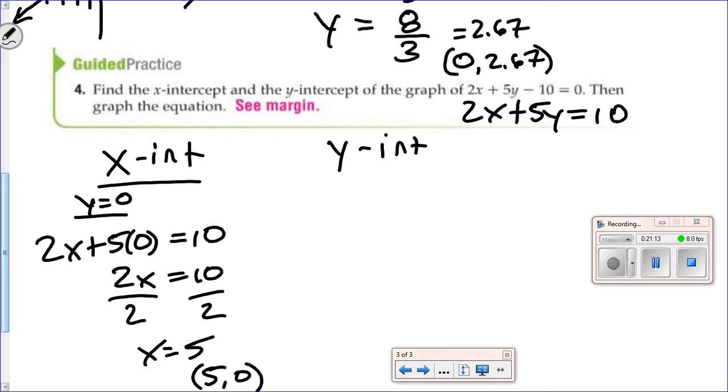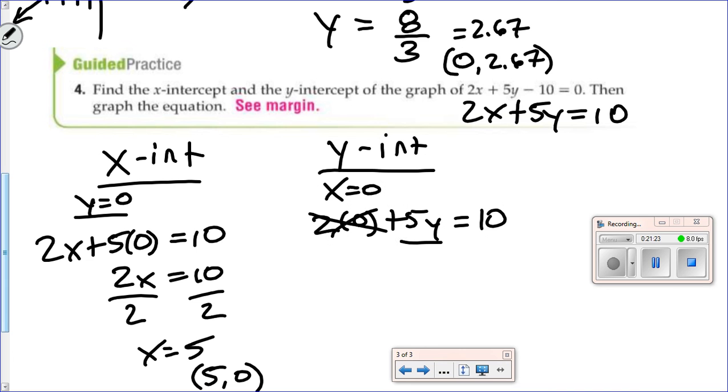Similarly, you should have found the y-intercept. That's when x is equal to 0. So now we get 2 times 0 plus 5y equals 10. The first term cancels, which gives us 5y equals 10. Divide by 5, excuse me. So y is equal to 10 over 5, which is 2. And now we've got the point 0, 2.